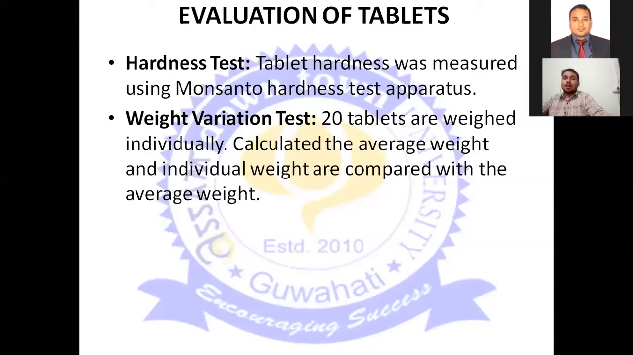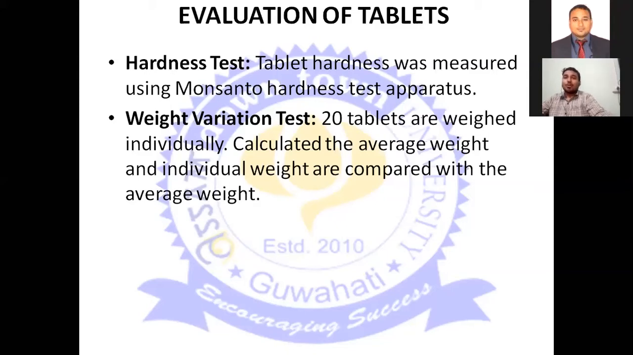So how do we calculate the weight variation test? First, we randomly take 20 tablets. Okay, we weigh the 20 tablets individually. After that, we calculate the average weight of the tablet. Okay, so that average weight plus or minus 10% is the weight variation test.